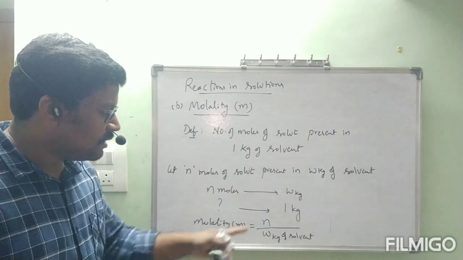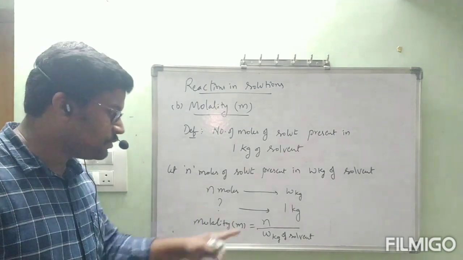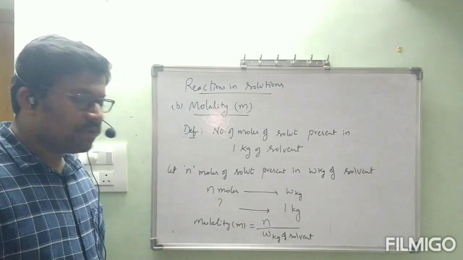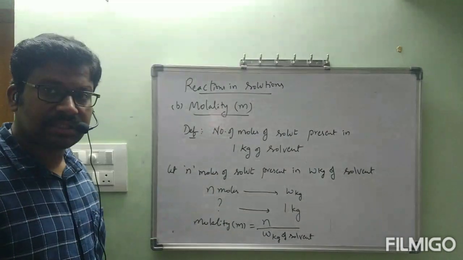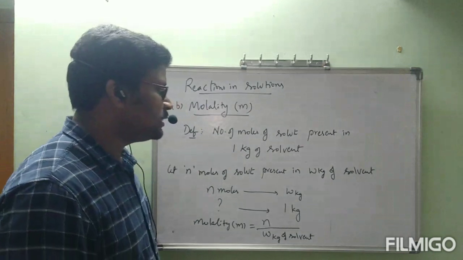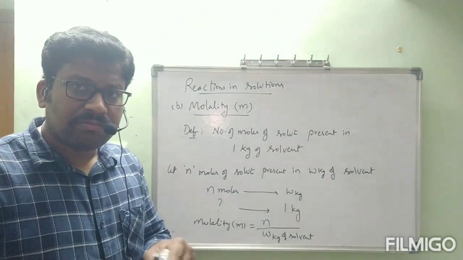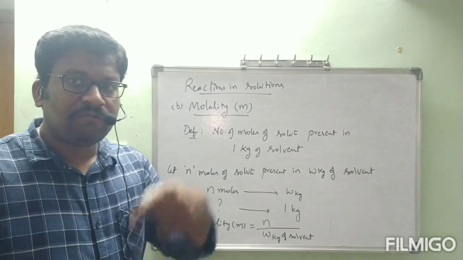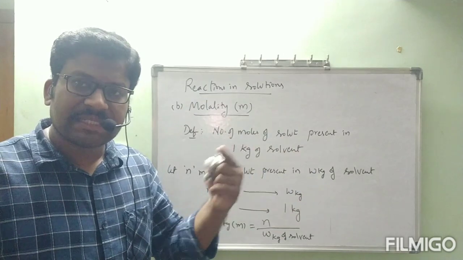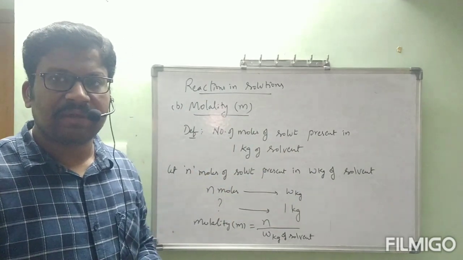I will continue this one. We know the number of moles formula already, given weight by gram molecular weight. By substituting that we will get further extension. Till now you are clear, I think. Once again I am defining this molality. Molality is nothing but the number of moles of solute present in 1 kilogram of solvent. If more moles of solute are present, molality is high. If fewer moles of solute are present, molality is less.